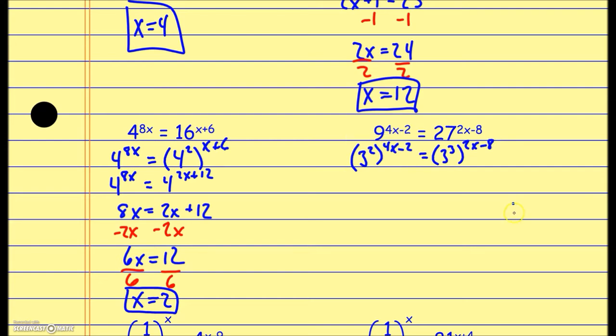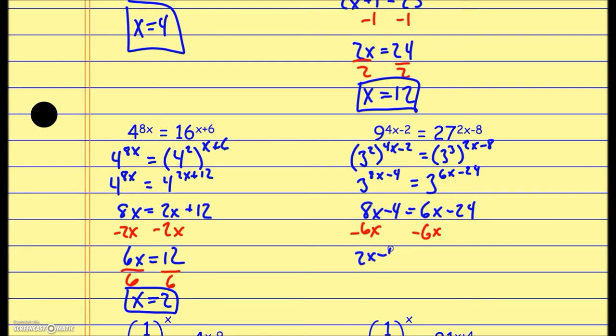And now back to my rules of exponents. When I raise something to a power, I multiply the exponents. So this is going to become a 3 to the 8x minus 4 when I distribute. This next one is going to become a 3 to the 6x minus 24 when I distribute. And now from here, I have common bases, so I can set the exponents equal to one another. So that means the 8x minus 4 equals the 6x minus 24. And now from here, it's just solving a linear equation. I'm going to subtract the 6x from each side.